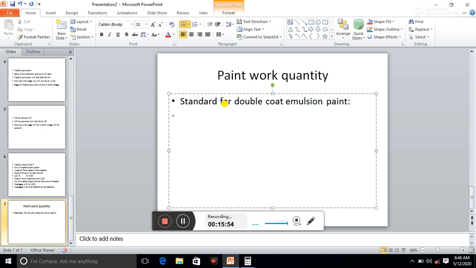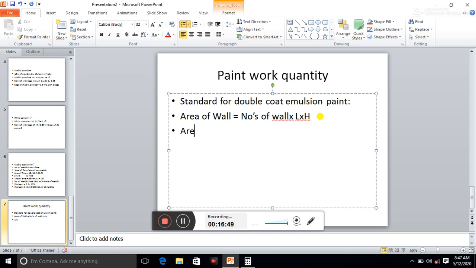So for example, we have a wall, and the length of each wall is 16 feet, or whatever you want to take. For example, we have the formula: area of wall is equal to number of walls into length of wall into height of wall. This is the area formula.